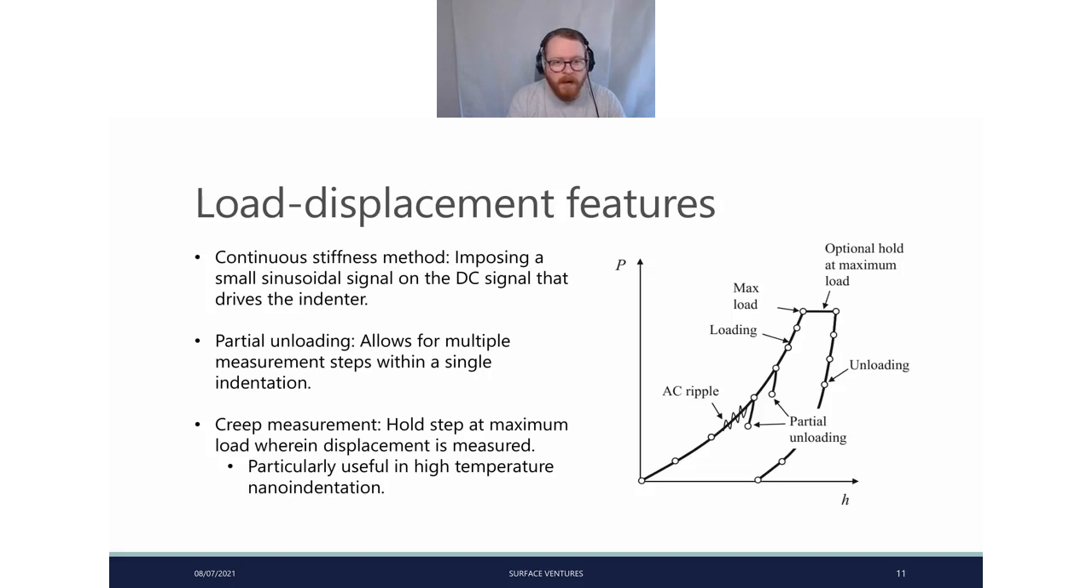Generally for extremely hard materials, such as diamond-like carbon, titanium nitride, creep tends to be quite small. For things like polymers, this can be a lot more of an issue. If you're doing high temperature indentation, creep is extremely important because that's determining that your part is maintaining its geometry well under applied load.